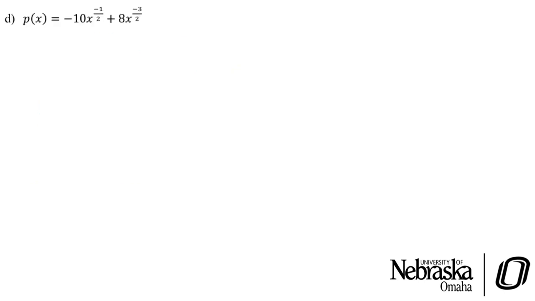Our next example in your course notes, part D, is p of x equals negative 10x to the negative 1/2 plus 8x to the negative 3/2. So we're going to continue in the same fashion. We multiply the exponent out front, and then we subtract 1 from our exponent. So regardless of whether the exponent is positive or negative or a fraction or a whole number, we follow the same pattern. Next term, we multiply negative 3/2 out front, and then again, we subtract 1 from the exponent.